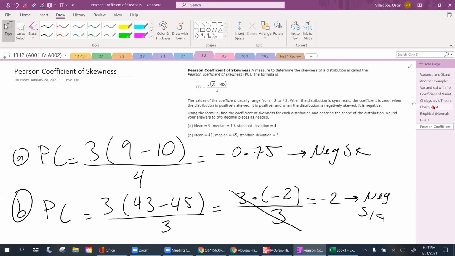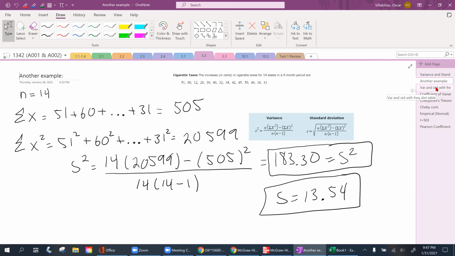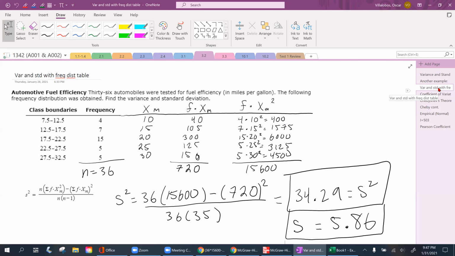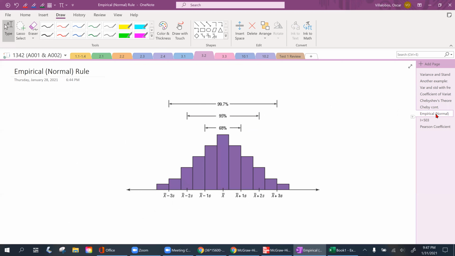The focus, the emphasis, on this section is very heavy on variance and standard deviation, specifically when you're dealing with values like this, right? When you have them all laid out, as well as a frequency distribution table. Specifically, what's going to taper into the next following sections is going to be Chebyshev's theorem, as well as the empirical rule, right.